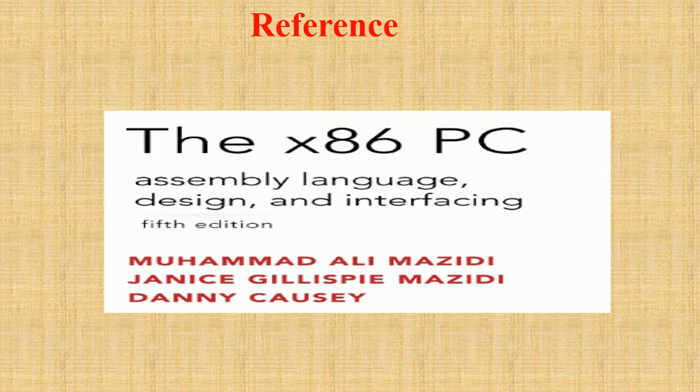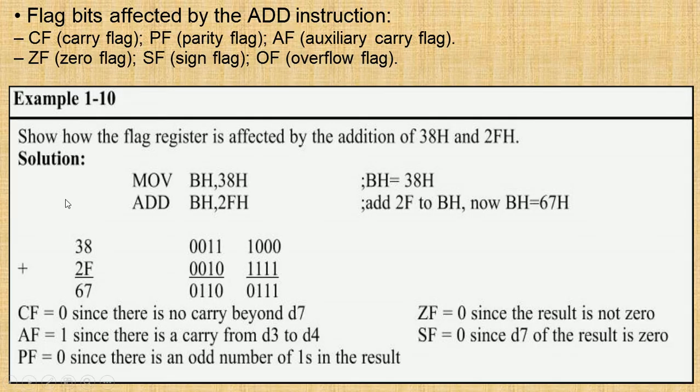Okay. I have taken some examples. I am referring to this book. It's a very nice book, and we can refer to it. That is x86 PC. It is the prescribed book for our VTU. So it's a very nice book, and you can go through this book also. I have taken some examples from this. Now here, the example: show how the flag is affected by the addition of 38H and 2FH.